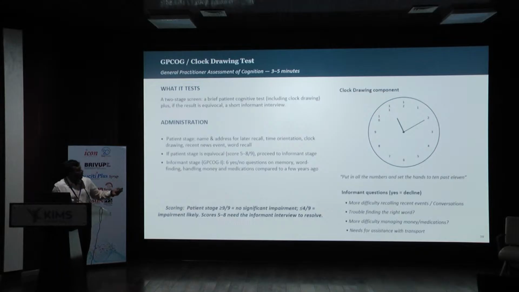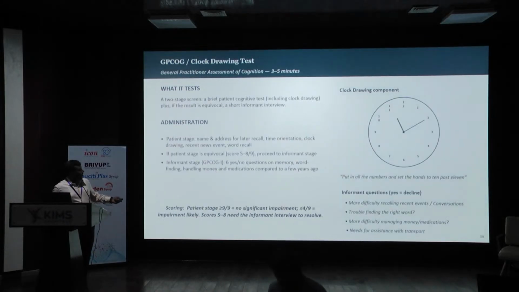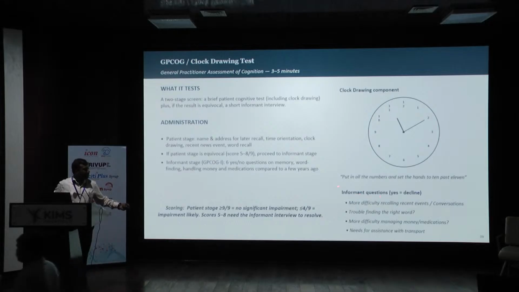The GP-Cog, the General Practitioner Cognitive Assessment, has a 2-part study. In the first part, we have a name and address recall. We will ask for the time, then clock drawing. If the score is between 5 and 8, then it is better to go with the informant questioning, where the informant or the patient's caregiver is asked. If the score is less than 6, then mostly we are dealing with cognitive impairment.